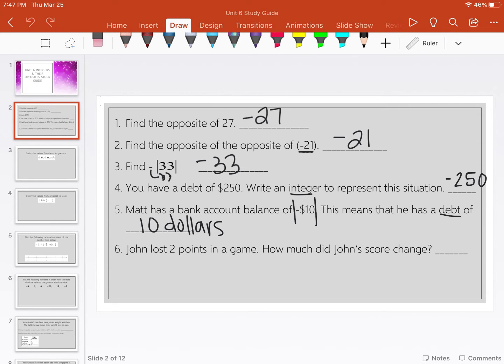Okay, and then lastly, John lost 2 points in a game. How much did John's score change? It changed by 2 points. Again, it's not asking for the integer in question 5 or question 6, so we are looking for the absolute value of both of those numbers. Even though he lost them, he just changed by 2 points.